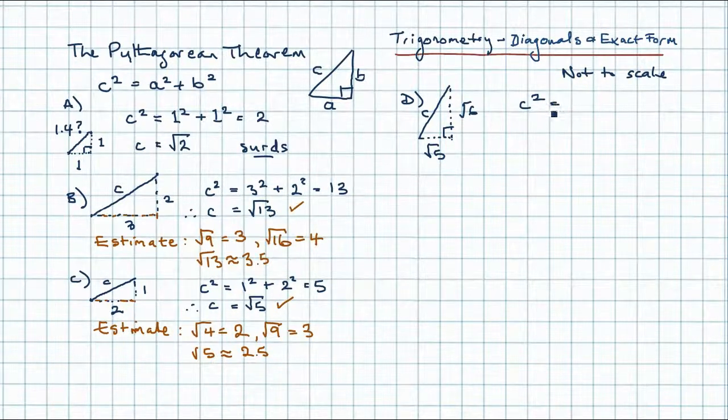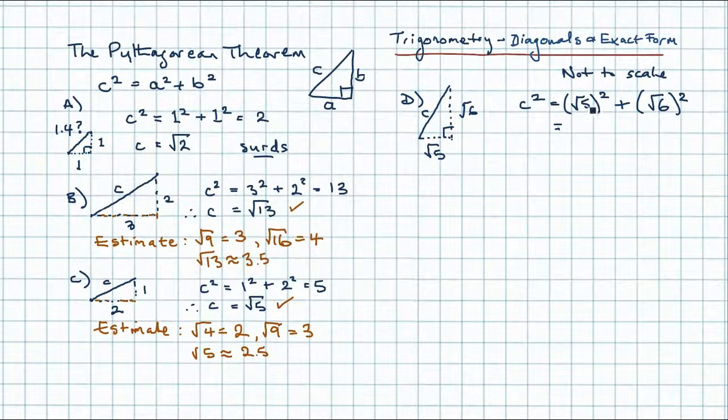Well, again, by Pythagoras, c squared equals a squared, well, that's root 5, all squared, plus root 6, all squared. And what would that be?